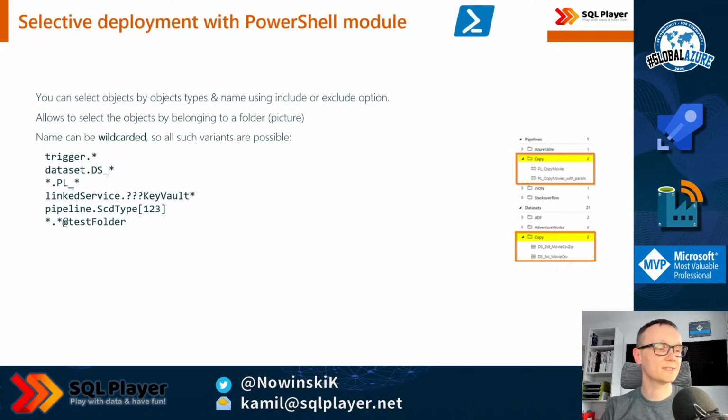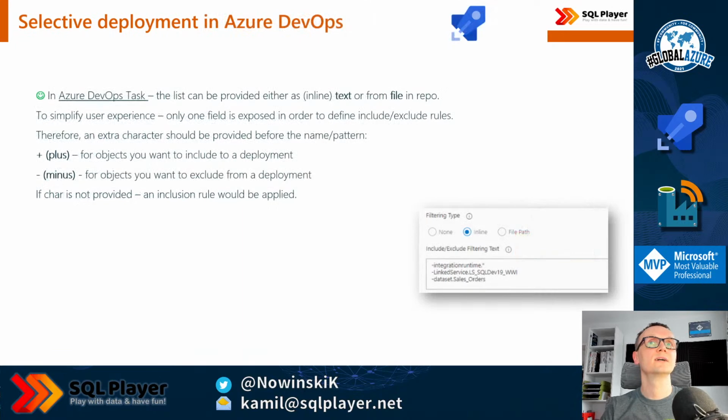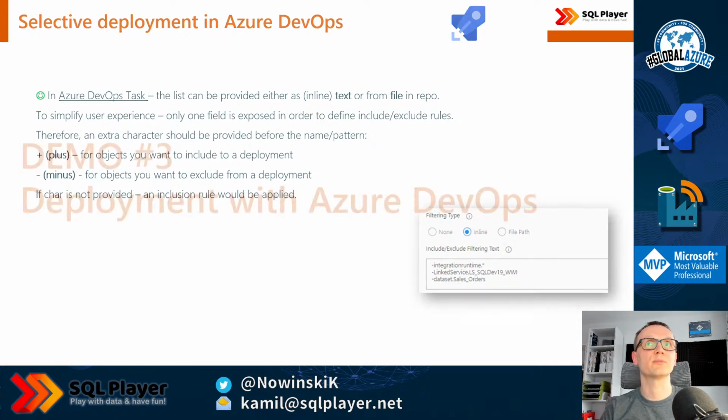So we will build this task in a minute. Maybe not building it from scratch because we don't have too much time, to be honest. But I already showed you that you can do selective deployments, so I'm not going to describe this one. In the extension in Azure DevOps, you can provide the list of include or exclude filtering text objects by providing them inline in the text box or by file. Yeah, it doesn't matter. It's not a problem.